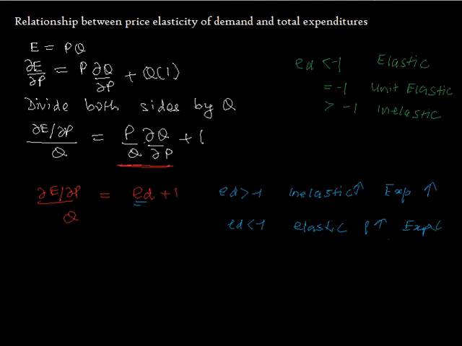So in case you have elastic demand, when price increases, you will not demand as much of that commodity, and your expenditure will fall. But in case of unit elastic demand, even when price increases, your expenditure will not change. The change in expenditure would be 0, because if you just put minus 1 there, then you'll find this. So we have done the relationship between the price elasticity of demand and total expenditures.